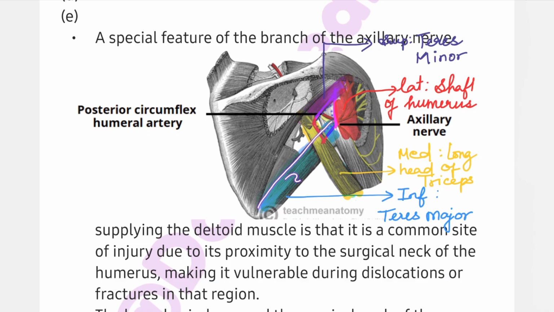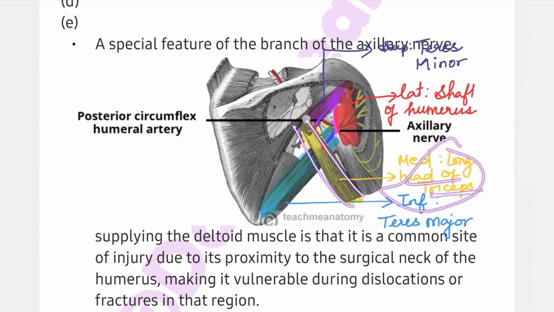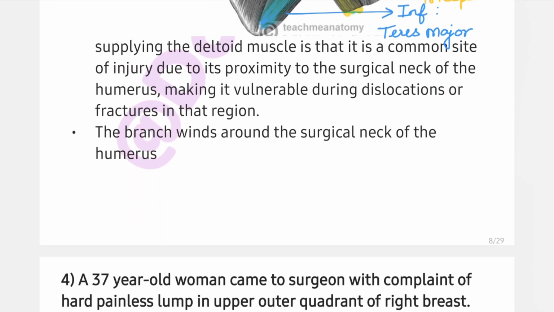If you see inferior, that is coming from inferior angle of scapula somewhere here. So this is teres major. So teres minor superior boundary, teres major inferior boundary. And you have medial and lateral. So medially you have a muscle going and attaching to the back side of humerus. What is the muscle that is present on back side of humerus? That is the long head of triceps. So you have long head of triceps here, and this is medial. So lateral is shaft of humerus. So you have found the boundaries. Teres minor is superior, teres major inferior. Medially you have long head of triceps and laterally you have shaft of humerus.